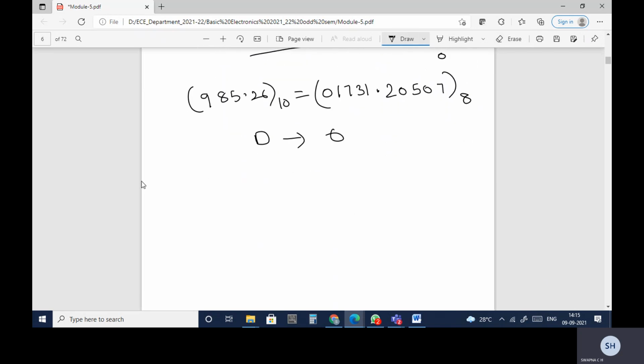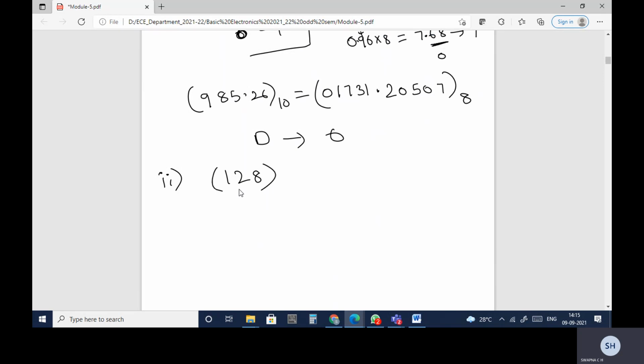So we'll see one more example: 128 base 10 converted to base 8. Since I have only the integer part, I take only the integer part and divide it by 8. So 8 ones are 8, so 4 will be left out, 48. 8 sixes are 48, so 0 is the remainder here.